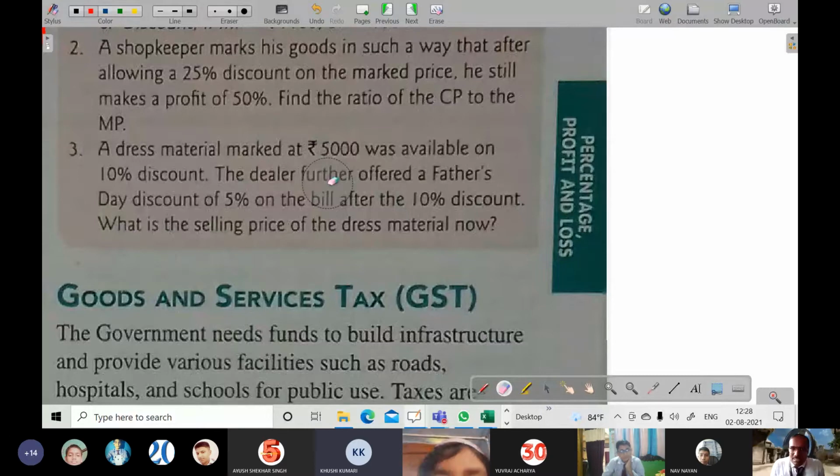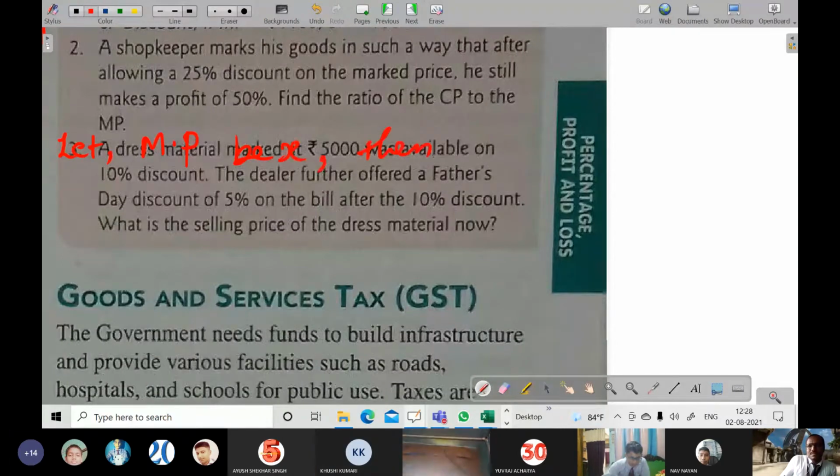See over here what happens. A shopkeeper marks his goods in such a way, that means he is keeping his MP in such a way that after giving a 25% discount also he is making 50% profit. What will you do? You will assume any one of these things. Either you can assume MP as X or CP as X. Take MP only, sir. Okay, let the MP be X.